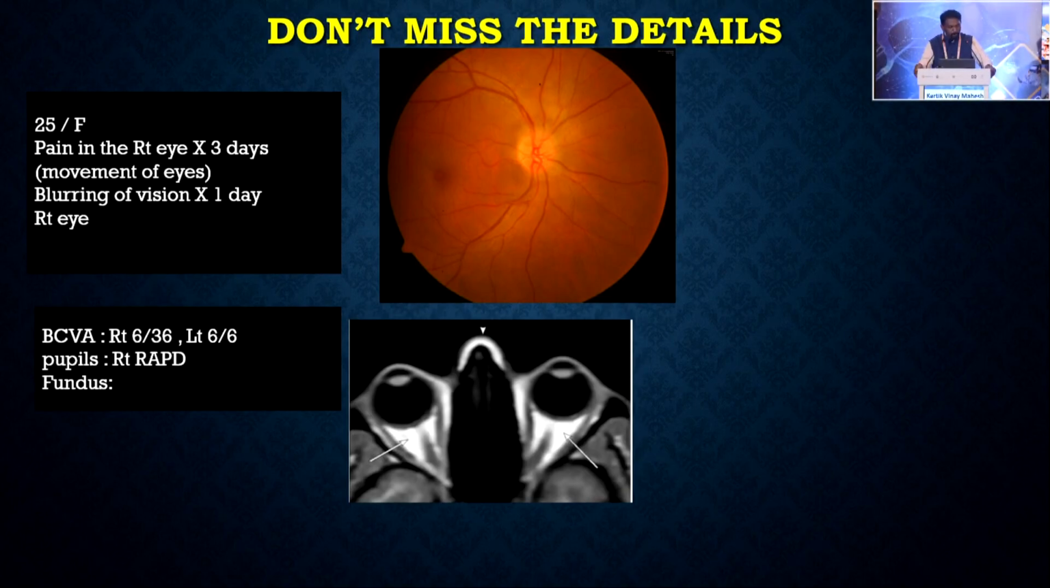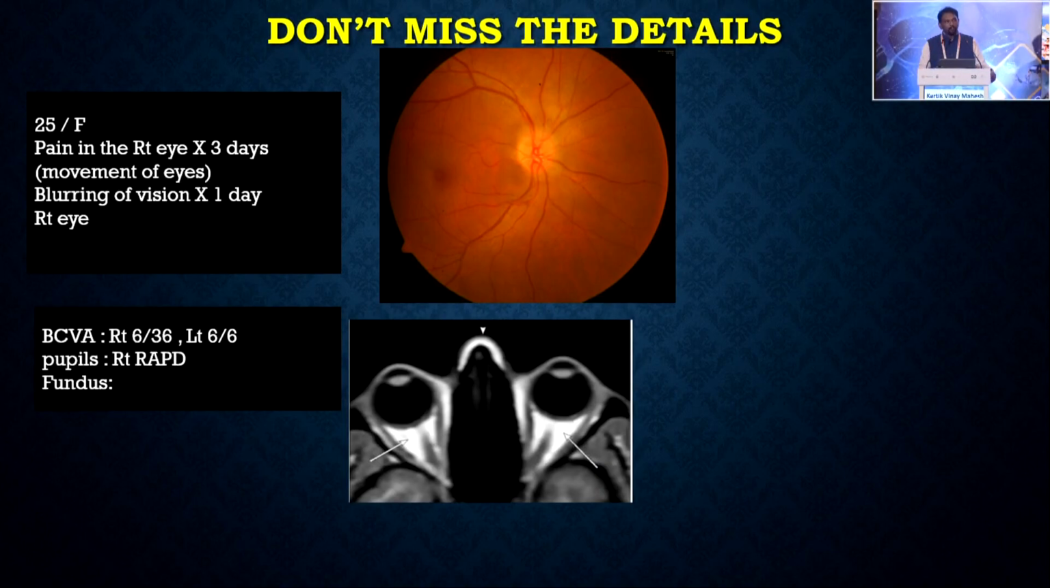This is a routine patient which you get: a young female presents with painful eye movements followed by blurring of vision. You examine her, vision is 6/36. There's a right-sided RAPD. Clinically, you say, yeah, this is optic neuritis. But she comes to you with this MRI. The MRI report is saying MRI brain plus orbit is normal.